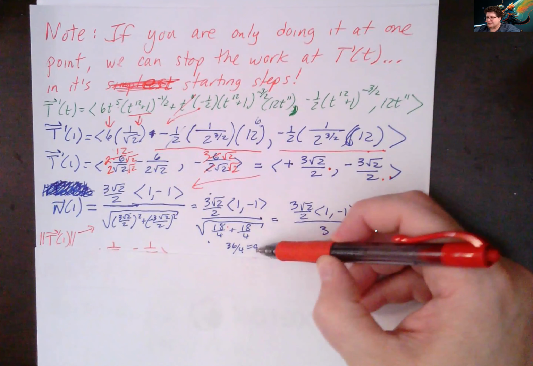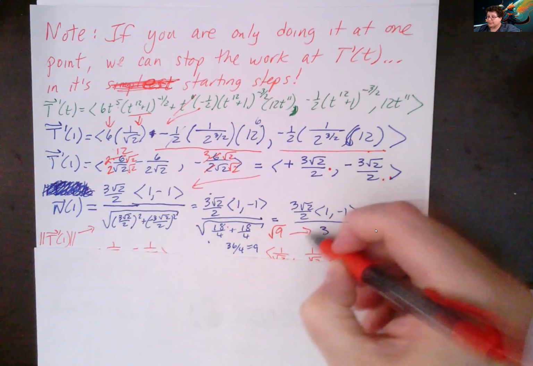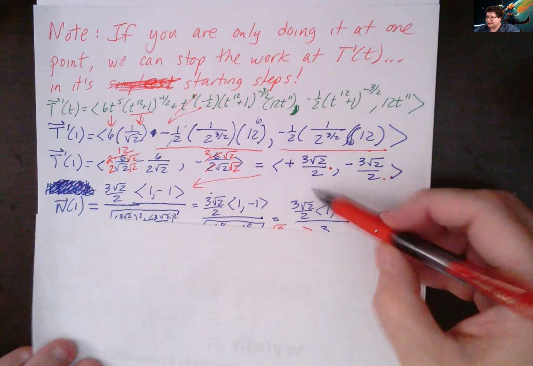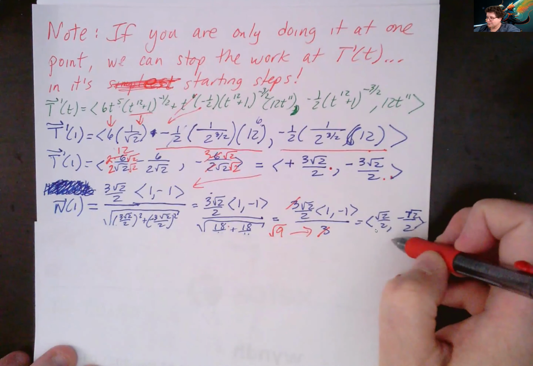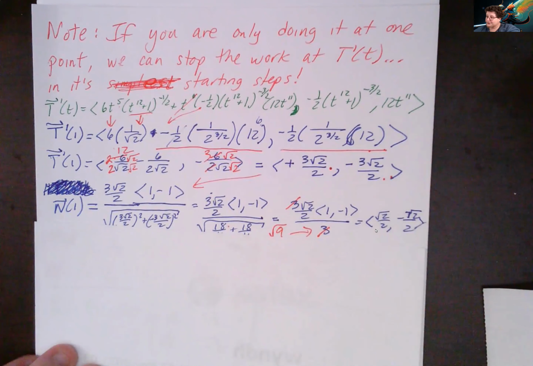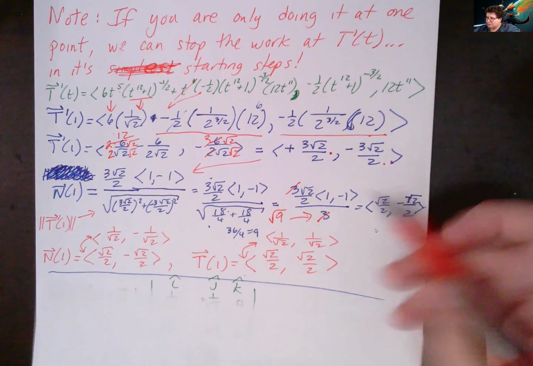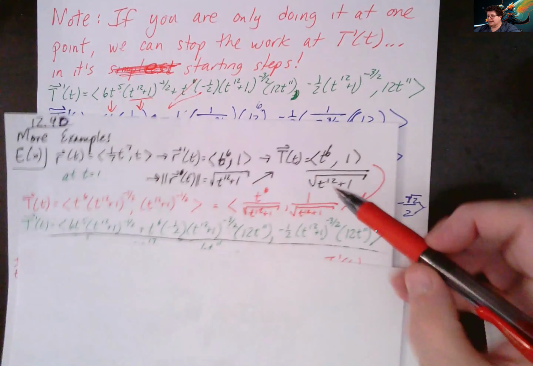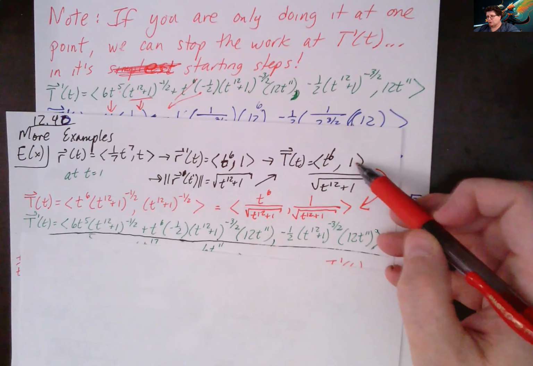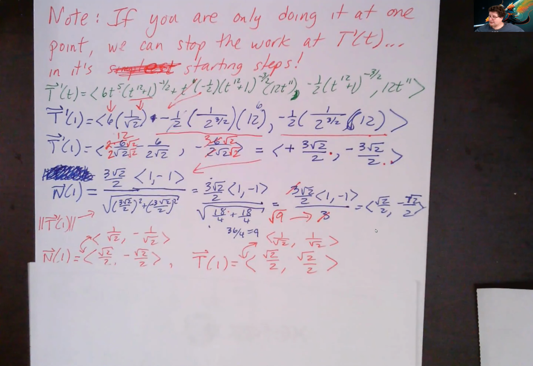Add that up, I get 36 over 4, which is 9. So the square root of 9 is just 3. I'm dividing the top by that 3. It cancels with that 3 right there. And we're just left with root 2 over 2 and negative root 2 over 2. Okay, so I've got my n1. My t1. T is right here. If I just plug in 1, I've got 1 over root 2 and 1 over root 2. Okay, so that's how I got those two.